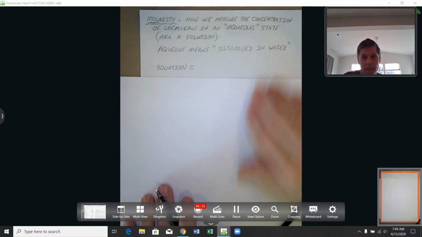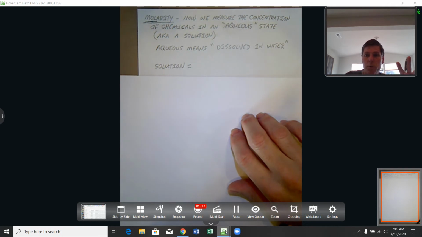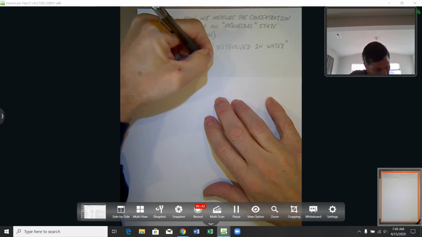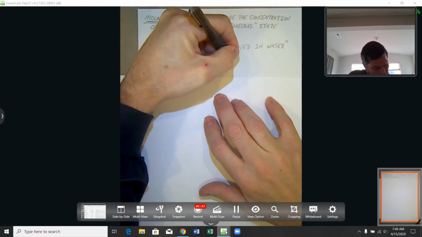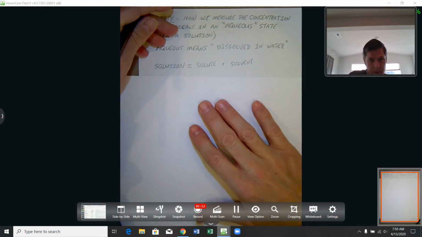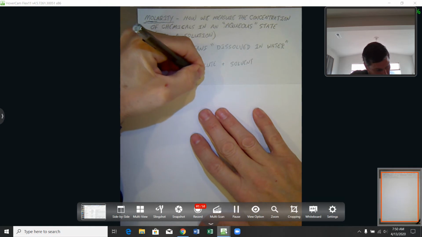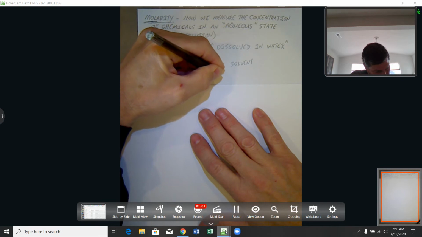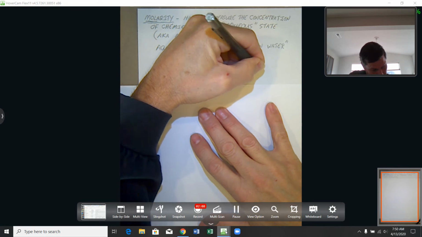Now, let's go back a second because I used the term solution. Make sure everybody understands what a solution is. A solution is made up of two parts. The first one is what's called the solute. You might remember that back from middle school. And then the other piece is going to be called the solvent. The solute gets dissolved. The solvent is the thing that does the dissolving.